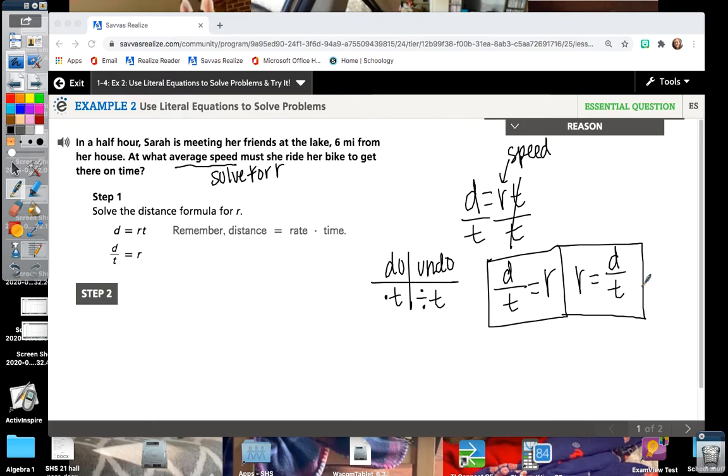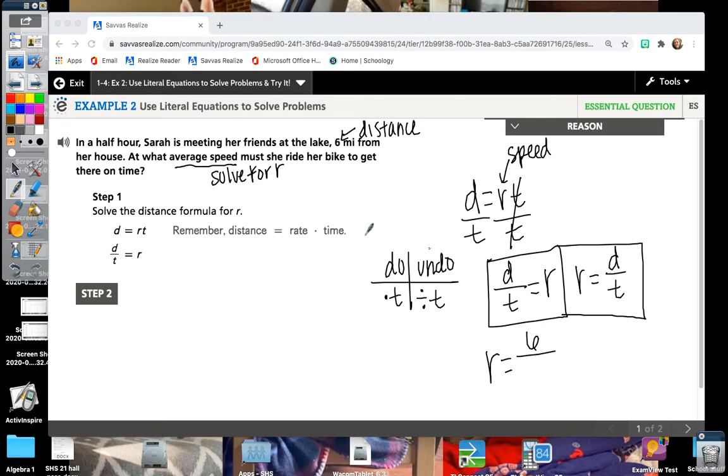Now, it wants us to find the average speed. It didn't ask us just for r. It wants us to know what the actual number is. So that's why they give us numbers here. We have 6 miles from her house. That's her distance. So that's what we're going to plug in for d.